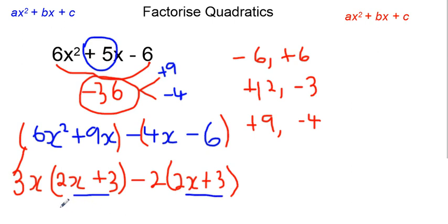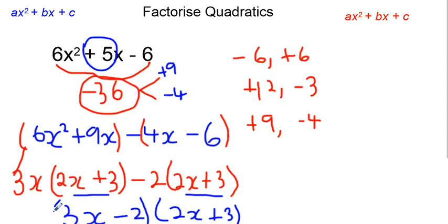Now let's write out our answer. So we're going to have 3x minus 2, and we're going to have 2x plus 3. Now we have factorized this quadratic expression with coefficient of x squared more than 1.